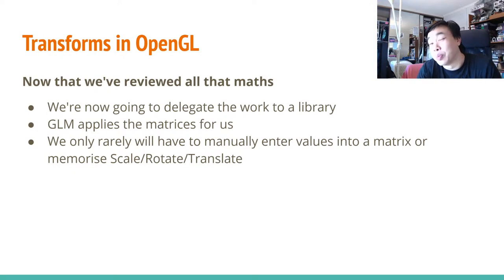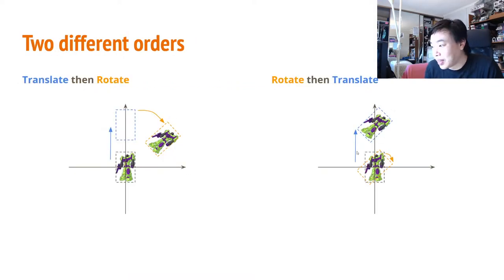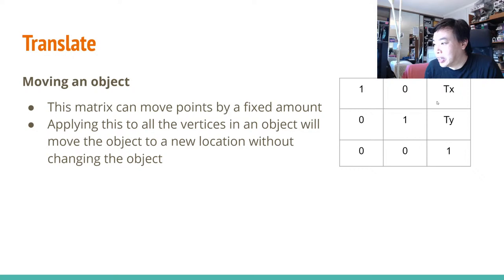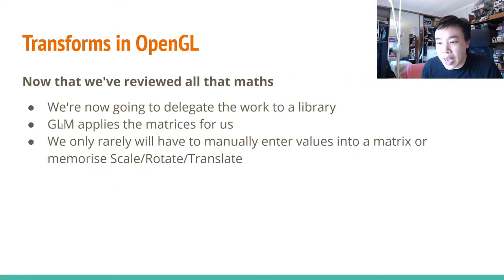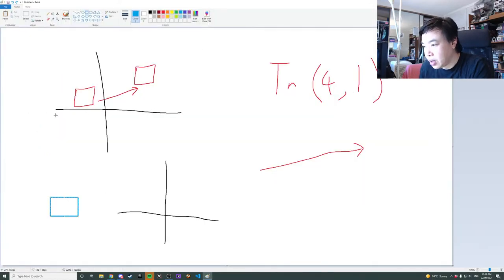I still think it's important to know things like this. The ability to actually multiply these by a vector is something that you need to know exists, but you're not going to be doing manually. So we have a maths library, the GLM maths library, that is going to apply matrices for us. So we're going to be able to build a matrix by saying something along the lines of translate along the vector 4, 1, and we throw that at GLM, the maths library, and it will create the matrix for us.